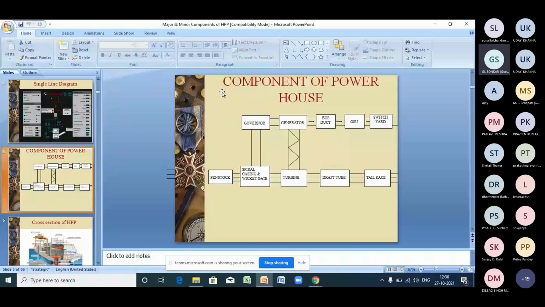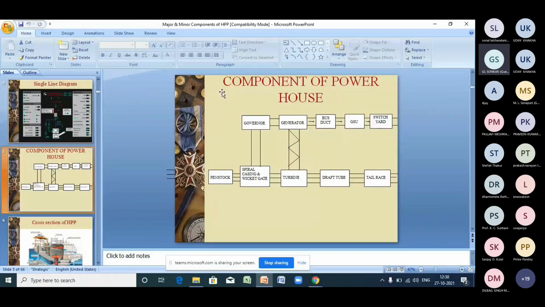Then your unit is there, it is feeding to the switchyard. Then the water coming out from the turbine goes to the draft tube, then again it goes to the TRT or tail race, and the same water can be released in the downstream of the river.